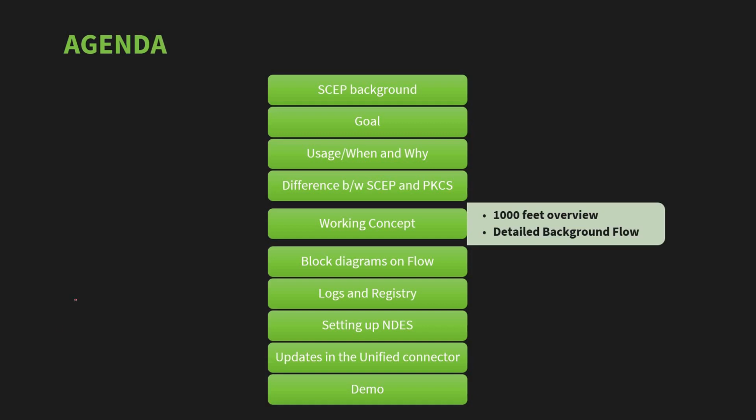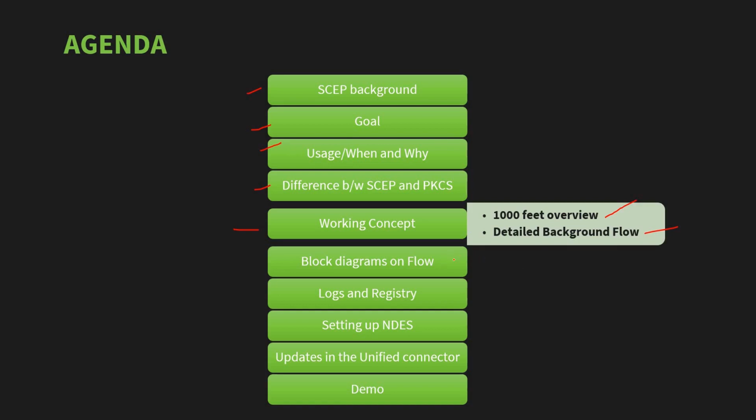So this is what we have in the agenda. First, we are going to do a background of SCEP. We are going to understand what exactly the goal is, and why exactly it is needed. We'll understand the difference between SCEP and PKCS, and then we'll drill down and understand the working concept of SCEP. First, we'll do a 1,000 feet overview, and then we'll go into the intricacies and understand the detailed background flow by using the logs and the registry and all the tools that we have at our disposal.